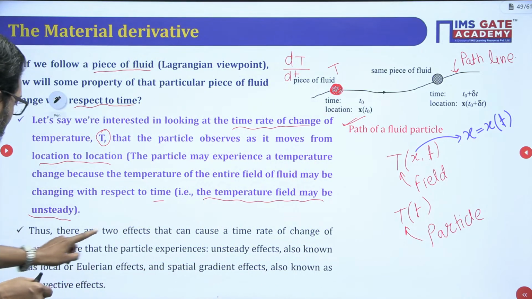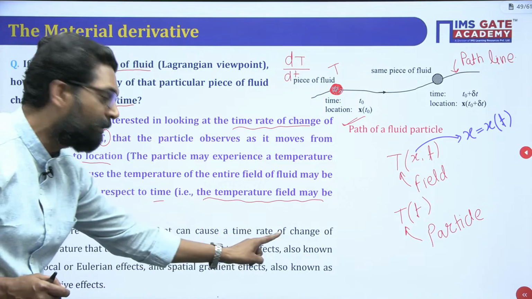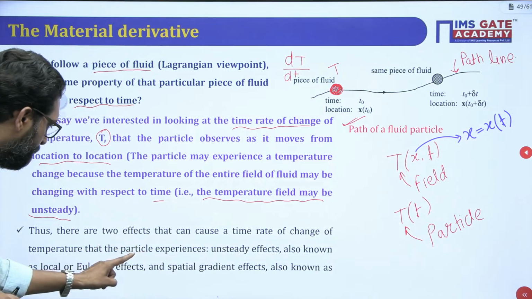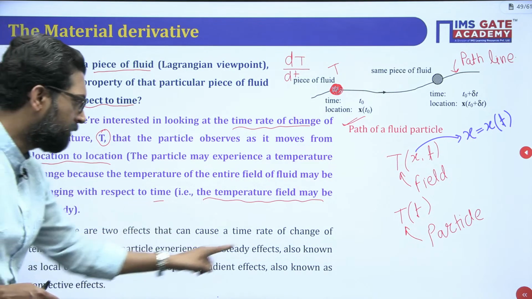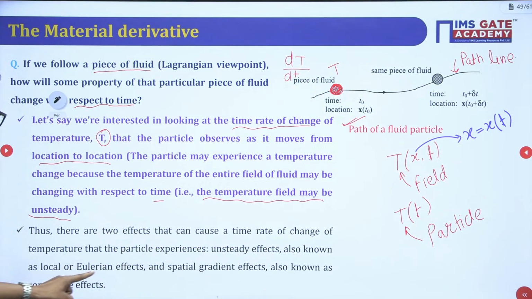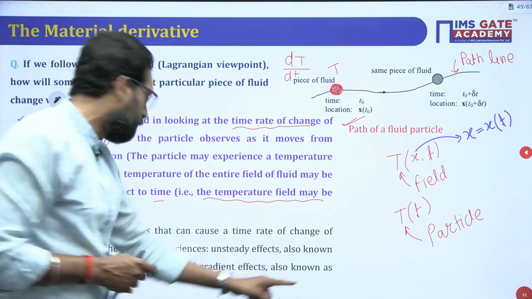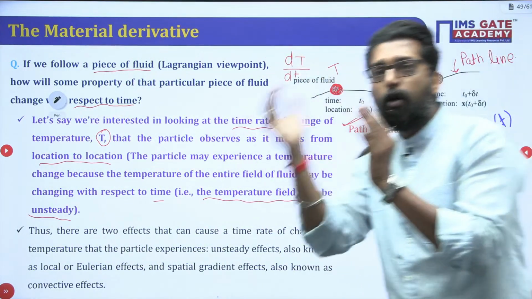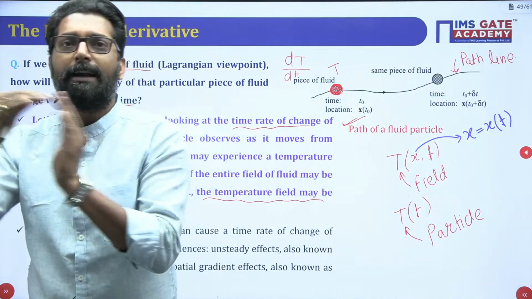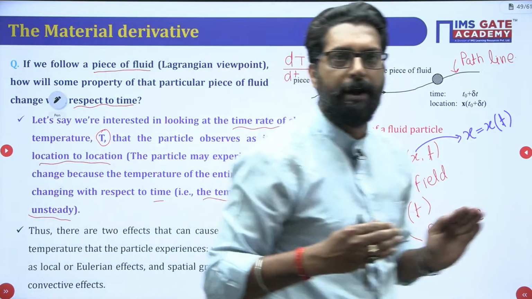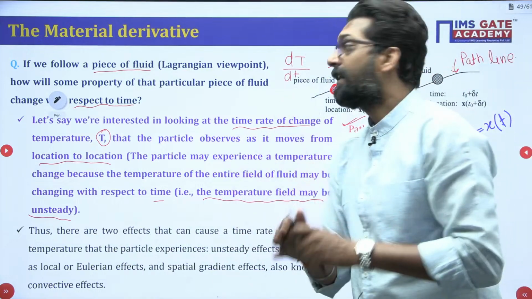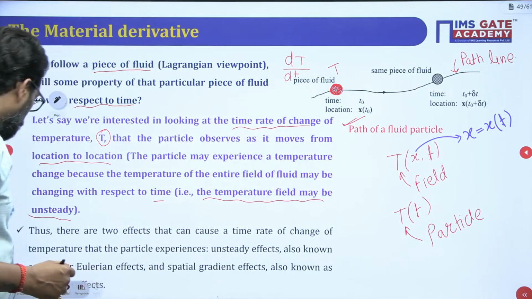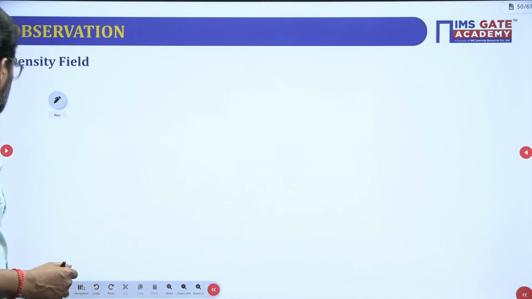So there are two effects that can cause a time rate change. One effect is the time rate change of the temperature that a particle experiences, that is the unsteady effect, also known as the Eulerian effect. The other is the spatial gradient, known as the convective effect. If you do the analysis, there are two components: one is the temporal or local component, the other is the convective component. These two combined effects give the change of the particle's property. So how to do this? Just see this one.